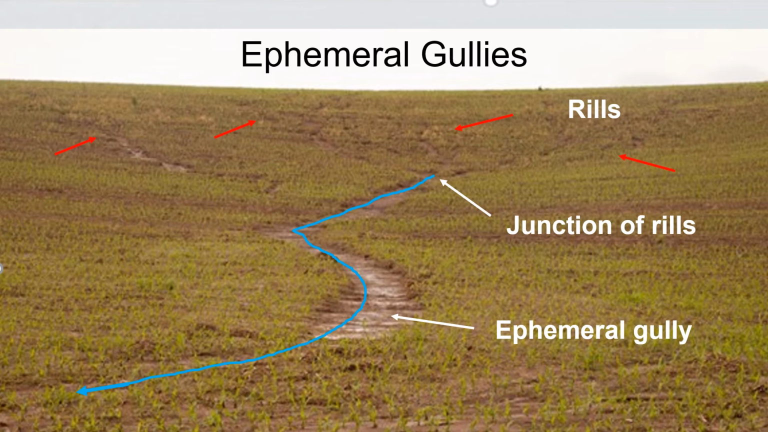Detachment and transport is by flowing concentrated water. Erosion from ephemeral gullies is not calculated by RUSLE2.